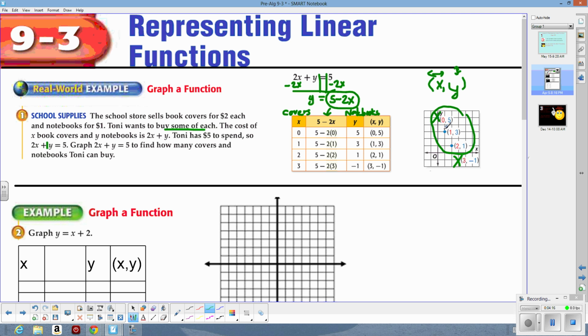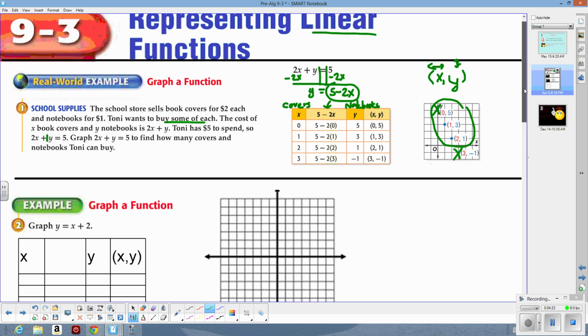Notice these points all fall in a straight line because we're talking about linear functions today. Linear functions are functions that are in a straight line.